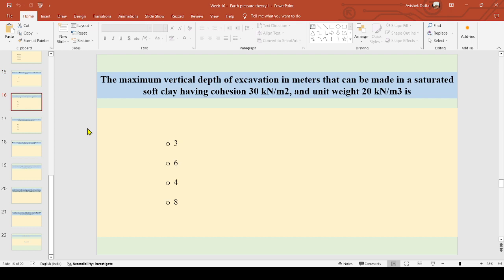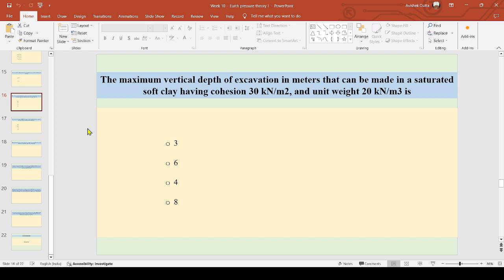Okay, this is a numerical, so please write down the data very carefully. The maximum vertical depth of excavation in meters that can be made in a saturated soft clay having cohesion 30 kilonewton per meter square and unit weight 20 kilonewton per meter cube is. So there is a saturated soft clay with cohesion 30 and unit weight 20. What is the maximum vertical depth of an excavation in meters that can be made?